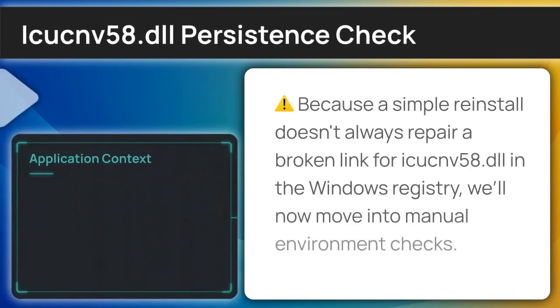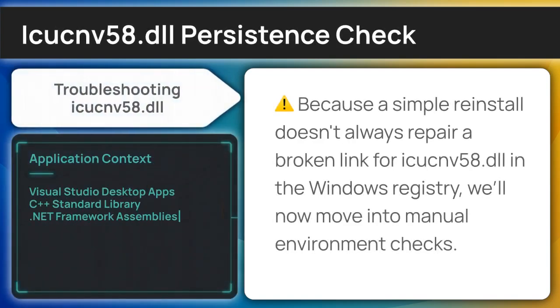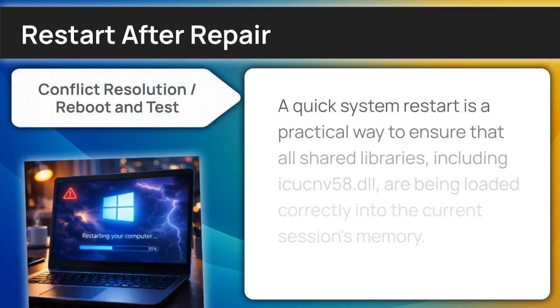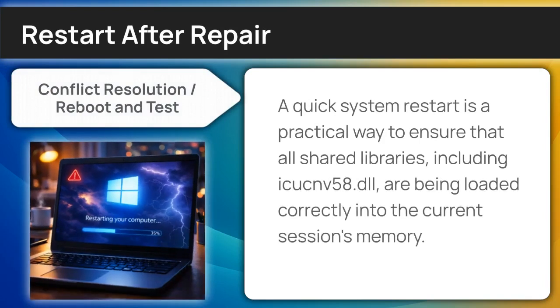When a standard software refresh isn't enough, we need to bypass the automated installers and look at manual system state resets. A quick system restart is a practical way to ensure that all shared libraries, including icucnv58 library, are being loaded correctly into the current session's memory.